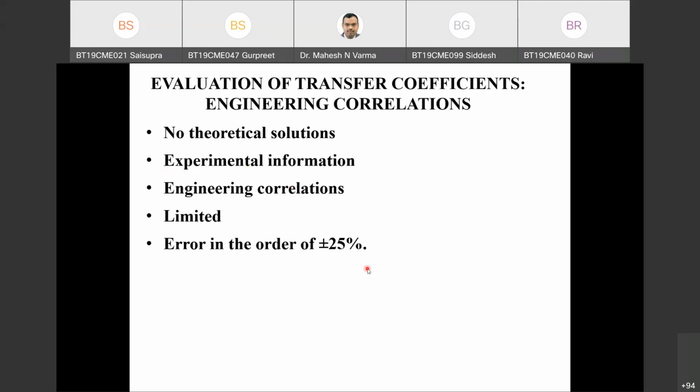There can be more than one engineering correlation for the same system. If different scientists are doing the experiment, they can put their experimental data in different forms. So you can have different engineering correlations available for a similar system, and there can be an error as high as plus minus 20%. This is a huge error, as high as plus minus 25% in estimation of this transfer coefficient if you are using two different engineering correlations.